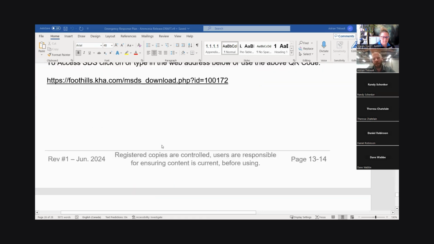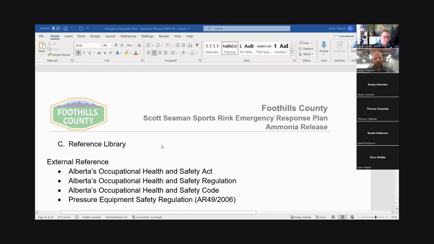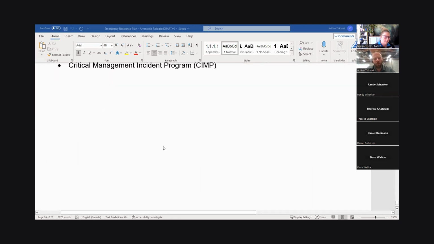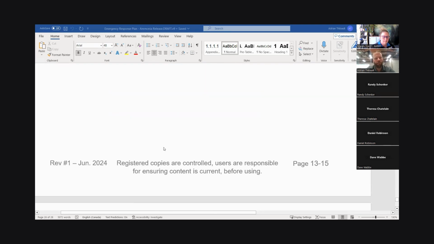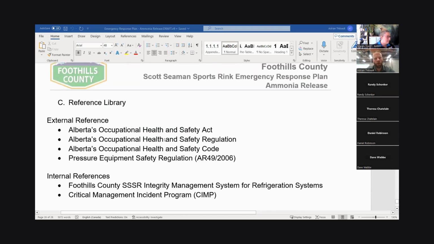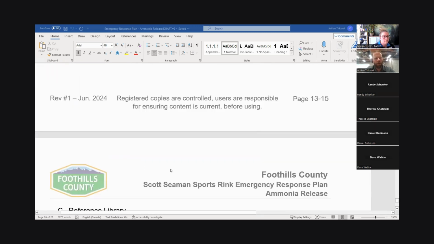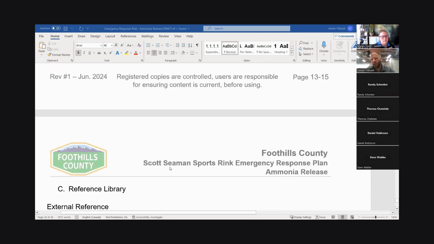We put the SDS as an appendix. I'm not going to go through that. Everyone should have a copy. And then we have a reference library: occupational, the pressure release and pressure safety equipment regulations, and then internal. So that's 1201. I skimmed through a lot of that last little bit, but I kept you here.